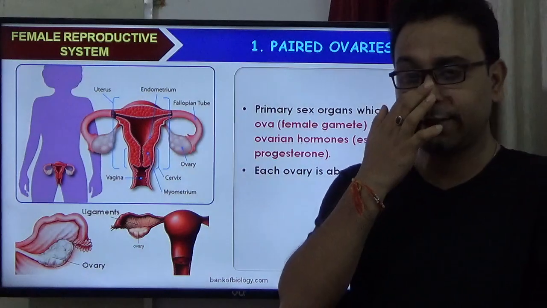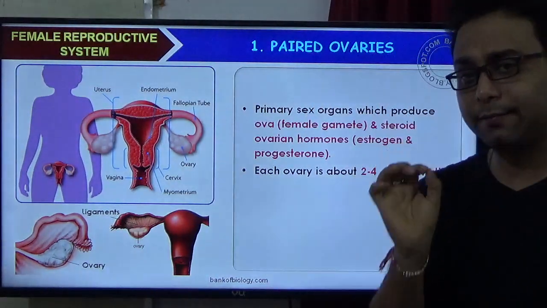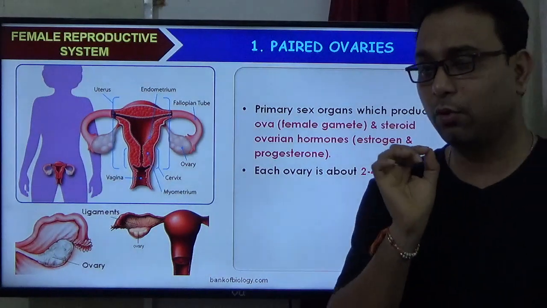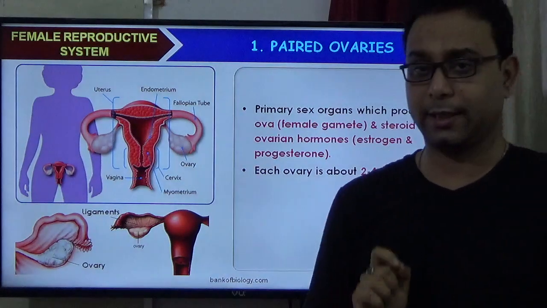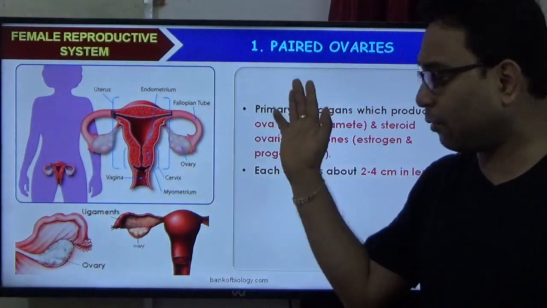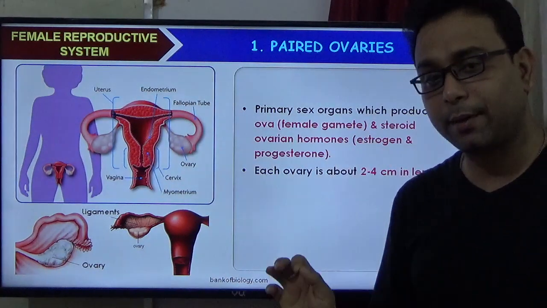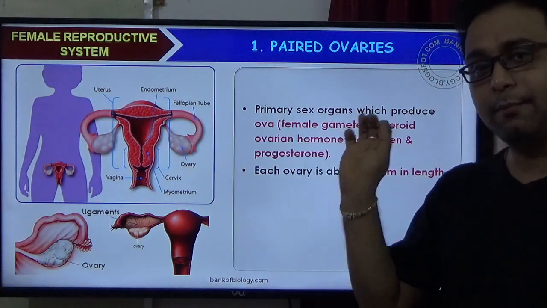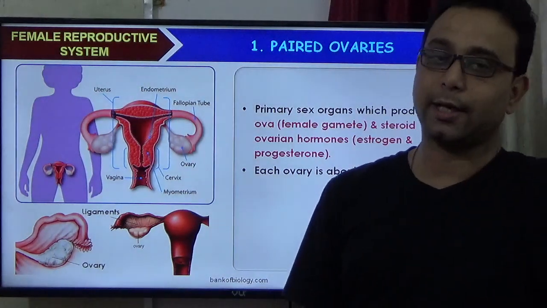In our NCERT books, one important point is given, the length of the ovary. Each ovary is 2 to 4 centimeters in length. All of this information is from the NCERT book. Please remember all of this information, because it is very important for your NEET exam.